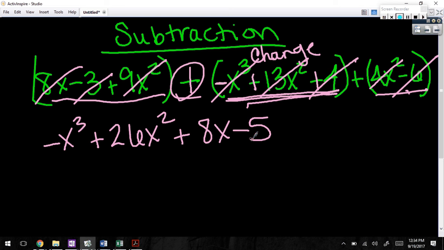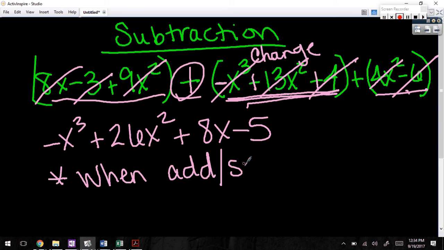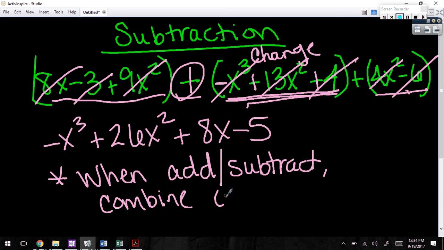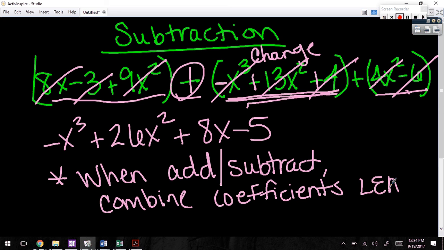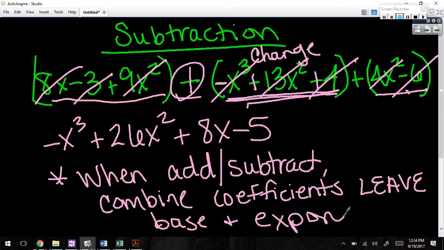So I'm going to put you a little note here that says, remember, when you add or subtract, we combine coefficients and leave the base and exponent. And I'll pause that and give y'all a second to copy it.